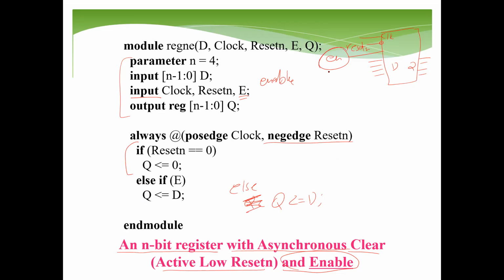Now, I need to consider the enable signal. So else if E is equal to 1, Q will take on the value of D. Now, this circuit is not the same as I just explained. Can anyone tell me why?